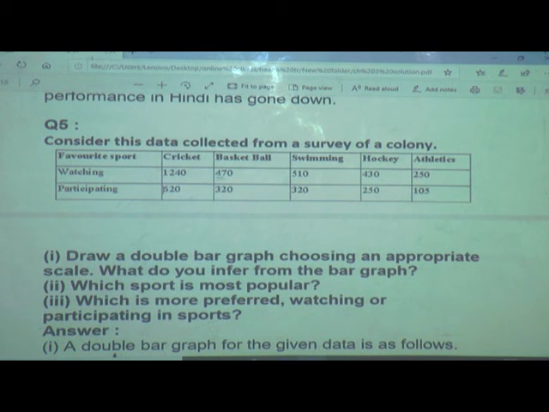Here is your favorite sports question. The favorite sports given are cricket, basketball, swimming, hockey, and athletics. The number of people watching and the number of people participating are given. Now I had already explained in the previous example how to draw this double bar graph.